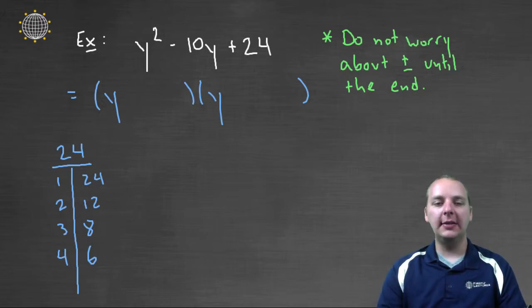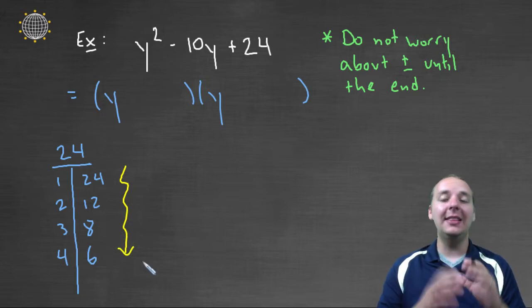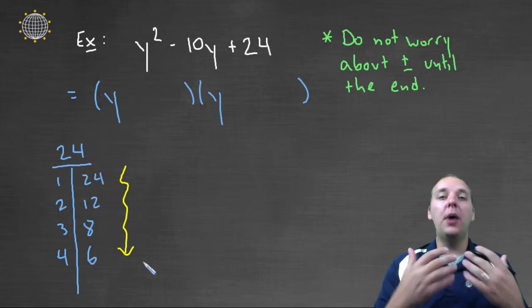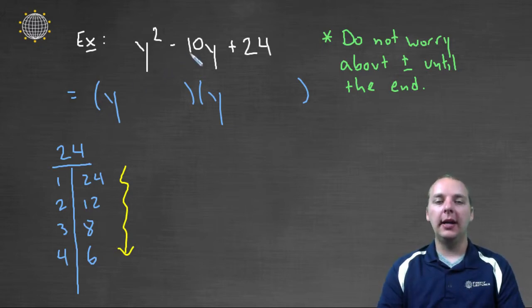And then we're going to scan this list. We're going to look down this list and ask ourselves if the signs could be anything that we wanted them to be, which ones could even remotely possibly add up to a negative 10. Well, I don't care what the signs are, 1 and 24 can't ever add to negative 10. The 2 and the 12 might, so we might need to check on that one. The 3 and the 8, if they were combined right, still couldn't give you negative 10. But 4 and 6 might, so we have some options here.